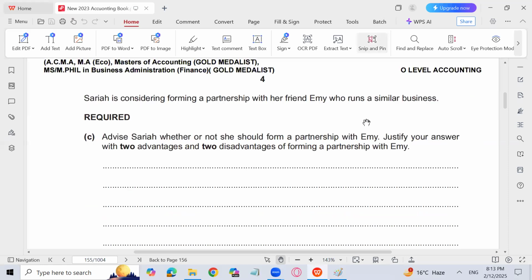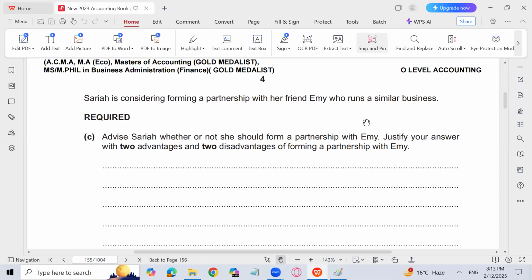Saria is considering forming a partnership with her friend, Amy, who runs a similar business. Advise Saria whether or not he should form a partnership with Amy. Just give an answer with two advantage and two disadvantage of forming a partnership with Amy. So number one, his skill and expertise will be enjoyed by Saria. More capital will be introduced in the business. Competition will reduce, obviously. Then losses will be shared.